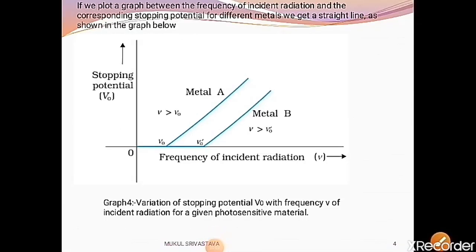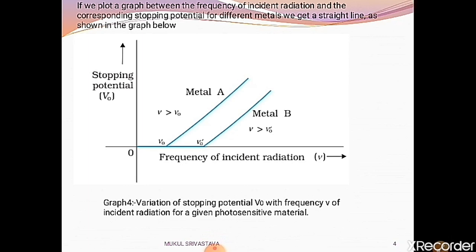Now if we plot a graph between the frequency of incident radiation and the corresponding stopping potential for different metals, we get a straight line as shown in this graph here. Now if you take two photosensitive metals A and B, and their corresponding cutoff frequencies are nu naught and nu naught dash, we find that there is a certain minimum cutoff frequency nu naught for which the stopping potential is 0. That means that for this frequency nu naught for metal A, the stopping potential is 0.